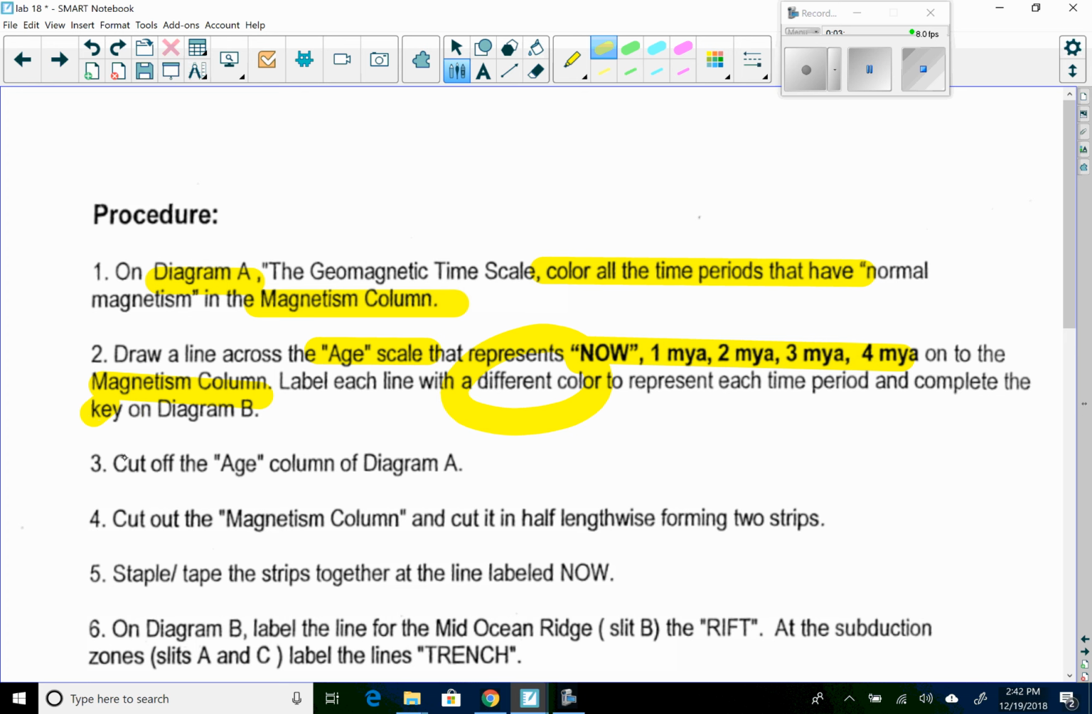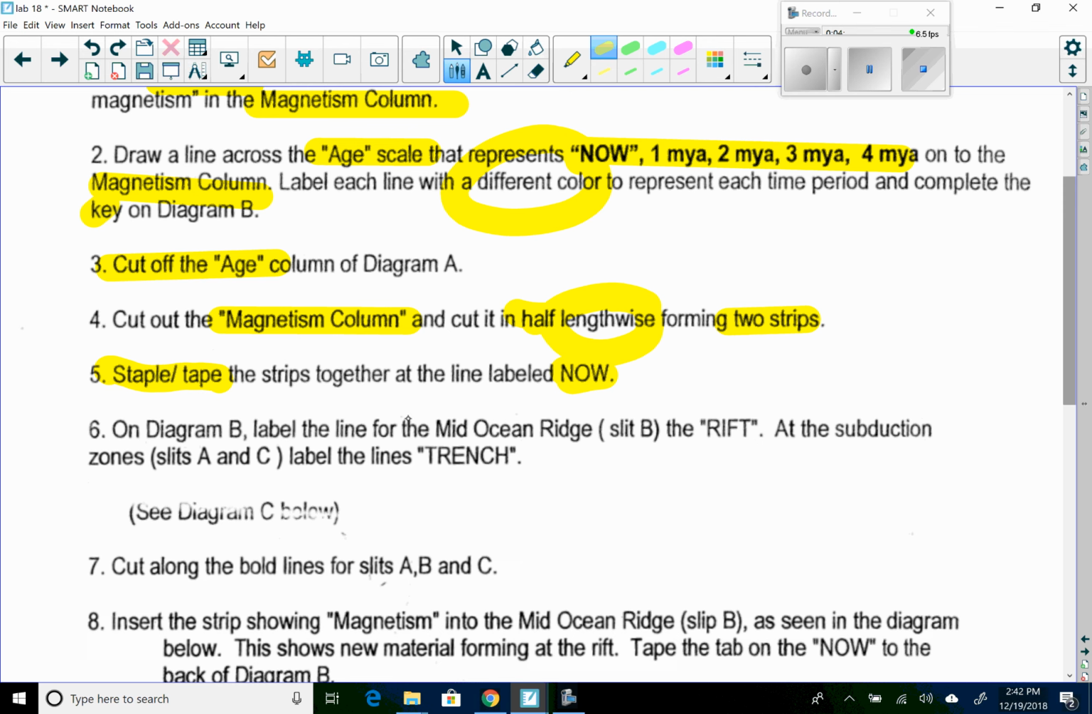Number 3, cut off the age column of diagram A. Number 4, cut out the magnetism column and cut it in half lengthwise, forming 2 strips. Number 5, staple or tape the strips together on the line labeled now. Number 6, on diagram B, label the lines for the mid-ocean ridge, slit B, the rift. At the subduction zones, slits A and C, label lines trench.